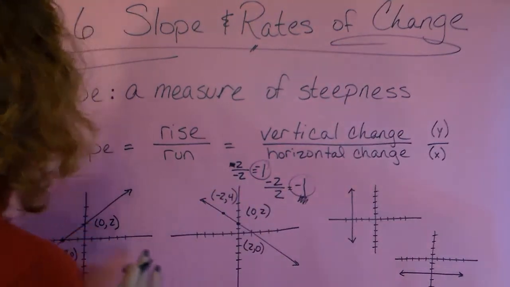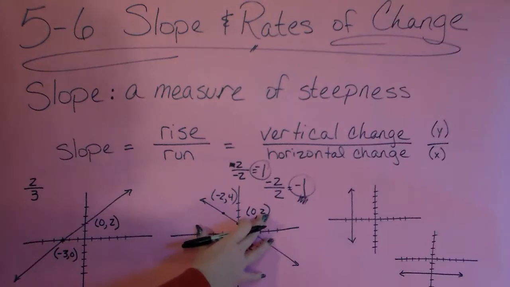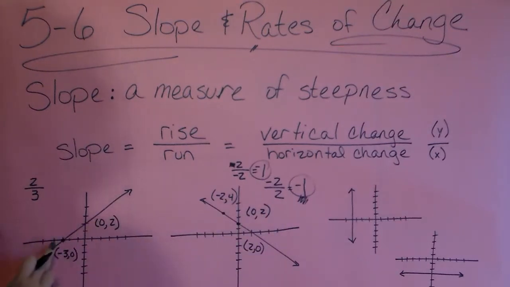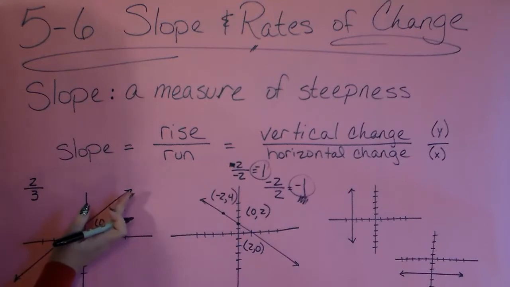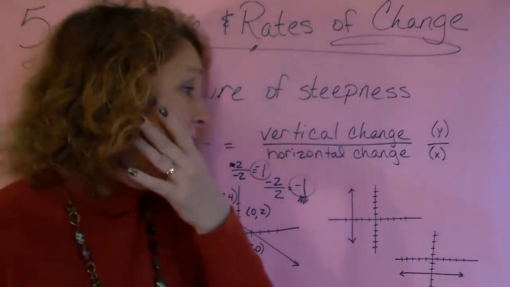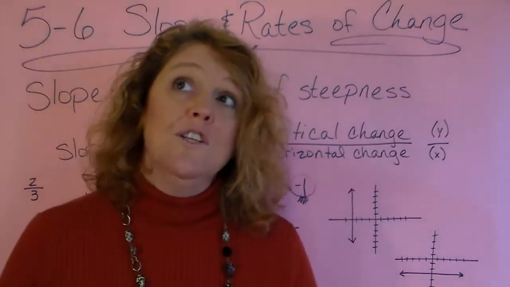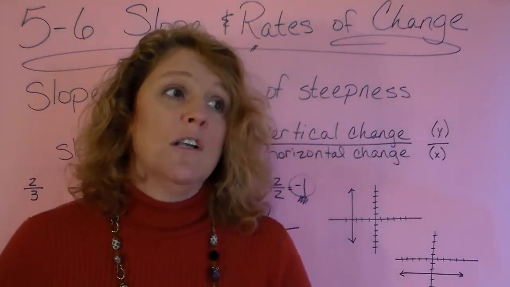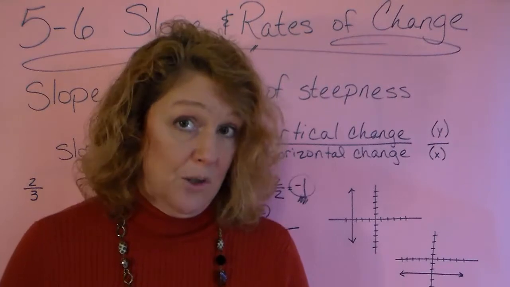Okay? This is a positive slope. This is a negative slope, because rise over run here happens in the positive direction. Rise over run here happens in the negative direction. Positive slopes go this way, negative slopes go that way. Always.